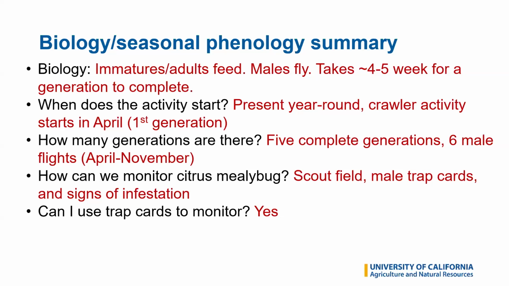So to summarize biology and seasonal phenology: immatures and adults feed, males fly. It takes about 4 to 5 weeks for a generation to complete out in the field. When does the activity start? Mealybugs are present all year round, but crawler activity starts in April. That's when we start noticing crawlers from the overwintering eggs laid by females that overwinter; they will start hatching and moving. How many generations? 5 complete generations and 6 male flights, so maybe 5.5 generations in the San Joaquin Valley.